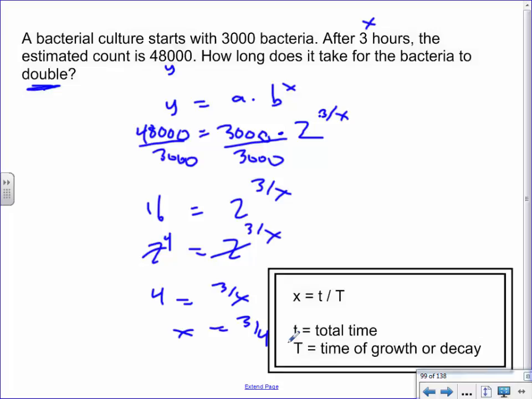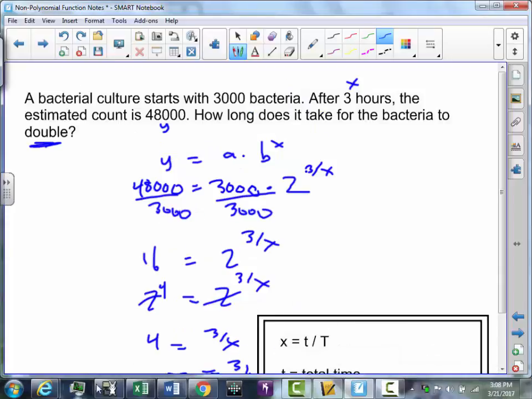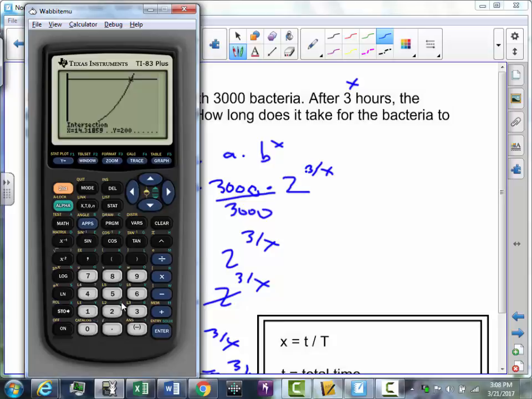What does that mean? Well, it means it takes 3/4 of an hour for bacteria to double. Every 45 minutes, your bacteria have doubled. Watch this. I'm going to grab a calculator just to confirm this. I'm going to take 3,000 and I'm going to double it once. That would have been 45 minutes.